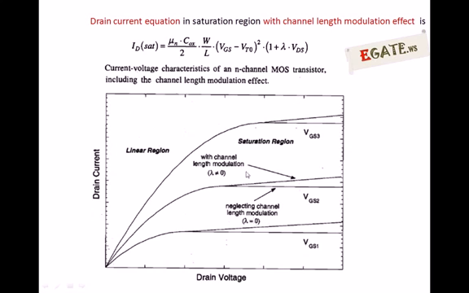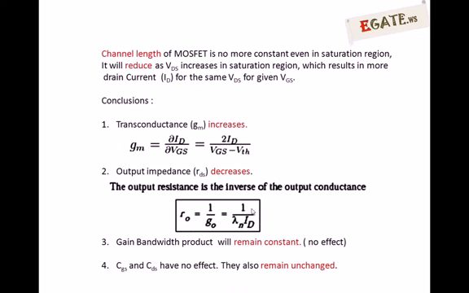If we consider channel length modulation effect under saturation, it is no more constant, it slightly increases. So for the given value of VGS, you will get more drain current at a particular value of VDS than the drain current without channel length modulation effect. From this, we can conclude 4 important points.